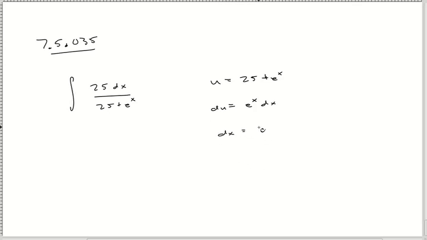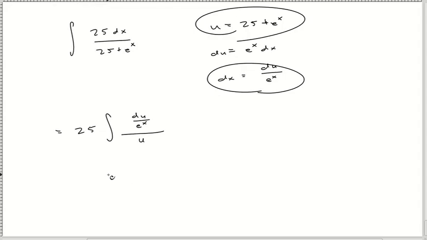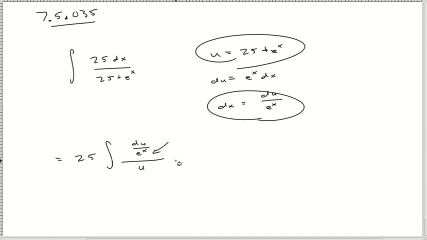Watch what happens. This is kind of funny, like a double loop thing. And I find this is where some of the strength in my third step here comes in handy. That 25 can come to the front. My dx is replaced with the du over e to the x. And then in the denominator, I just have a plain old u. Okay. My problem is I don't really know how to figure this thing out because, look, I didn't cancel everything.